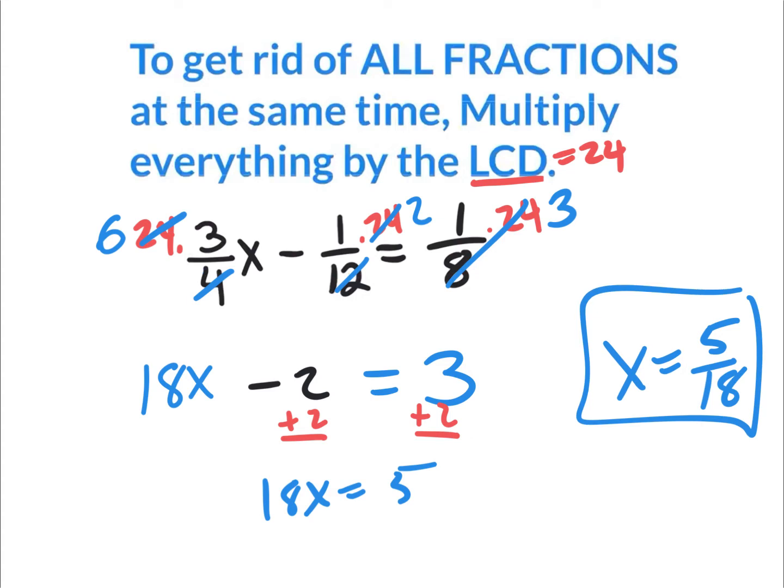A lot faster to get rid of everything at the same time by multiplying by the LCD. However, there is probably more opportunity for mistakes, I think, because it could get a little complicated finding that LCD.